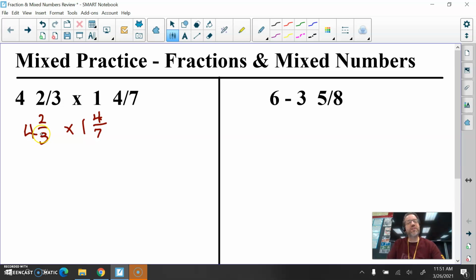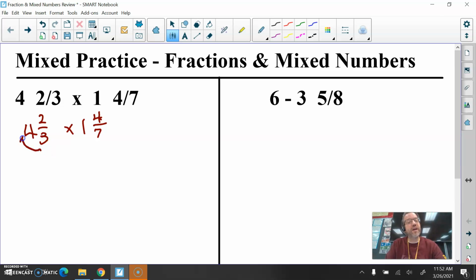And see, once it is handwritten like this, it's a little bit easier for me to go around the horn and change these into improper fractions. Remember, whenever you multiply or whenever you divide mixed numbers, you need to change them into improper fractions as your first step. You wouldn't have to do that when adding or subtracting, but you definitely need to do that when you multiply or divide. So let's go ahead and do that here.